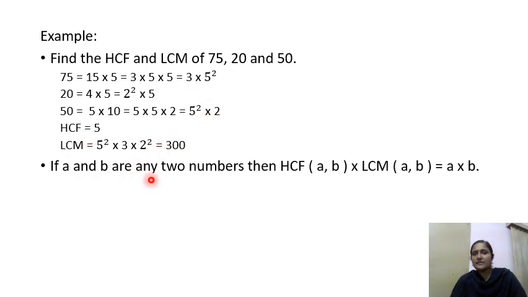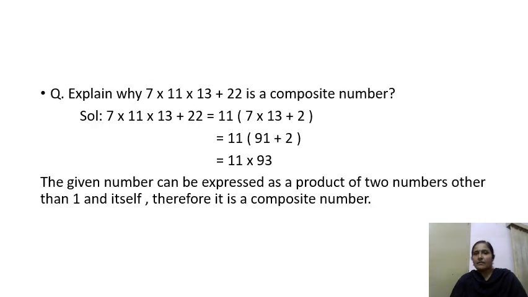Okay. Now this is the result once again. If A and B are any two numbers, then HCF into LCM will be equal to product of the numbers. Now some more questions we can do based on HCF and LCM. Now, next question is explain why 7 into 11 into 13 plus 22 is a composite number. So first you should know what is a composite number. What is a composite number?